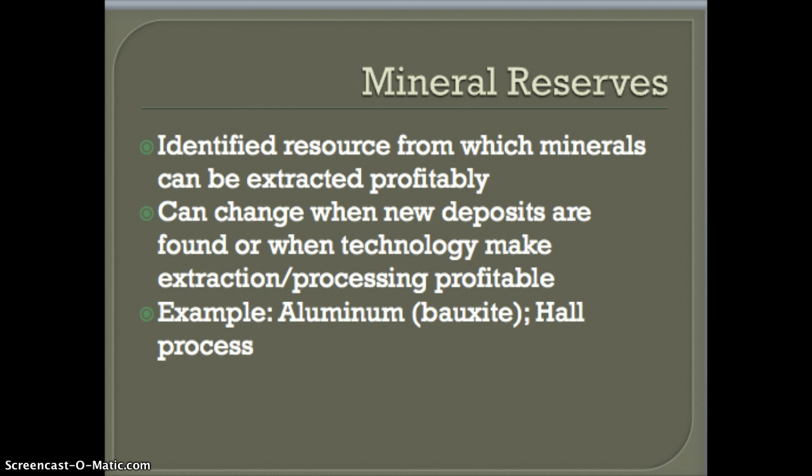It was after a person named Hall, who I think was a professor at Oberlin College in Ohio, came up with an electrolysis method to remove the aluminum from the bauxite ore. That made the price of aluminum plummet. Some people lost money on that, and since then we've been using aluminum for more and more things.